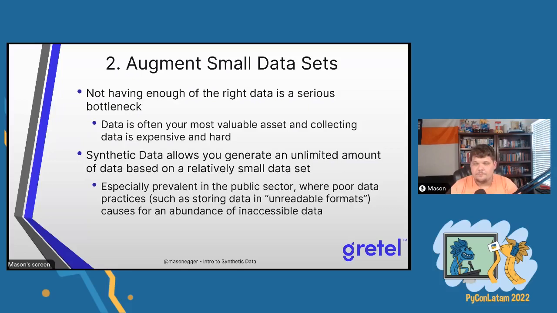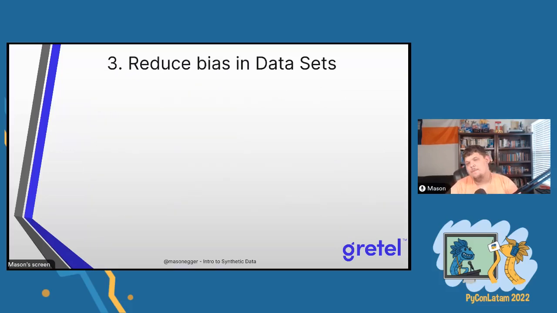This is especially prevalent in the public sector, or any sector really, where poor data practices, such as storing your data in PDFs or unreadable formats, can cause an abundance of inaccessible data, meaning you won't have access to it, or even if there is data, you're not able to ingest it programmatically.